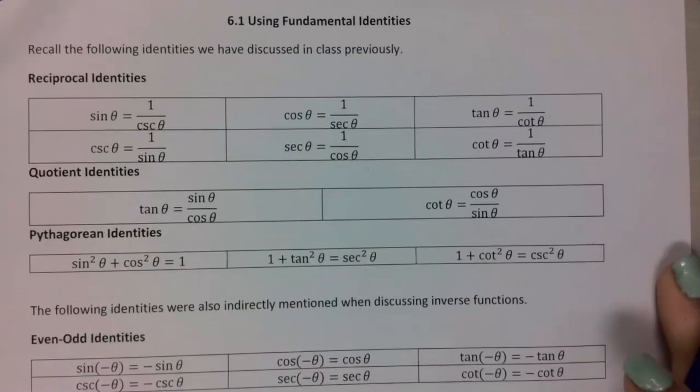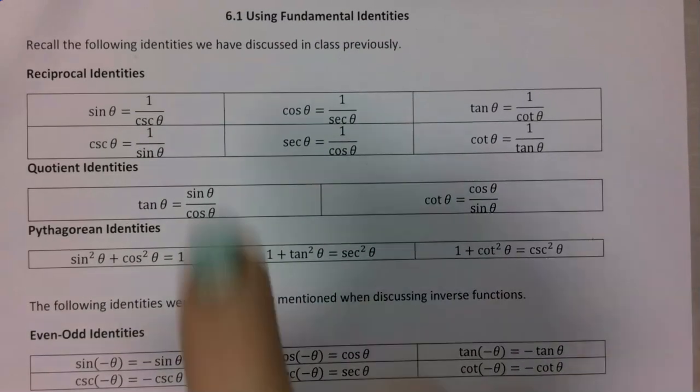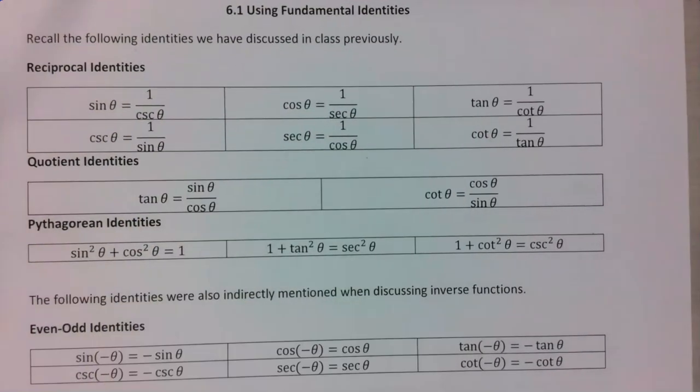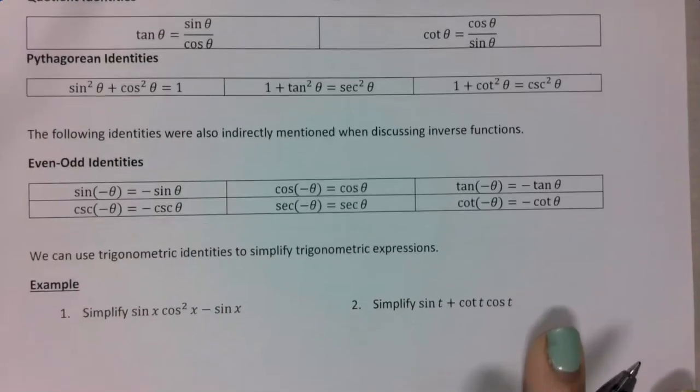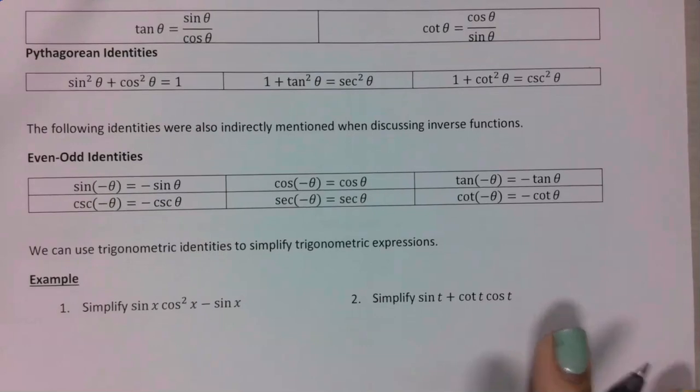So, we have these identities we talked about: reciprocal, quotient, Pythagorean. Those are not new, they're just here again so we have them easier to use. Then the even and odd identities we've talked about a little bit before, but I've never explicitly written them out.